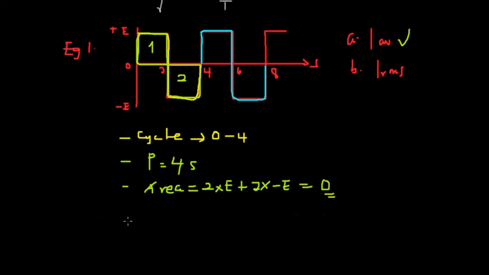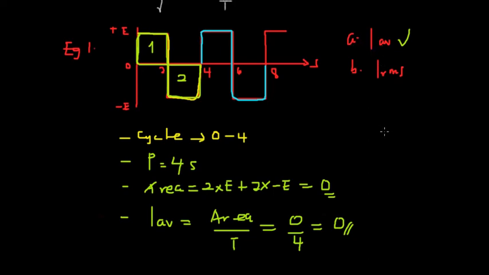So now let's find our average value. Our average value, AV, is equal to our area divided by our period. Our area is 0, divided by the period, which is 4, so our average value will be equal to 0. So that's finding the average value.